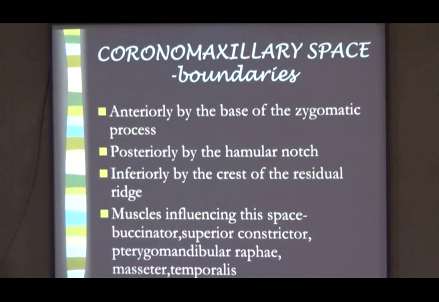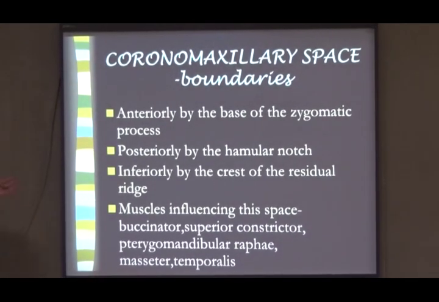So these are the boundaries for coronomaxillary space, and the muscles influencing this space are buccinator, superior constrictor, pterygomandibular raphe, masseter and temporalis. What is pterygomandibular raphe? Two muscles joined together to form this, no? What are the two muscles? So something should start from the, okay, you tell me next class. It's too basic.